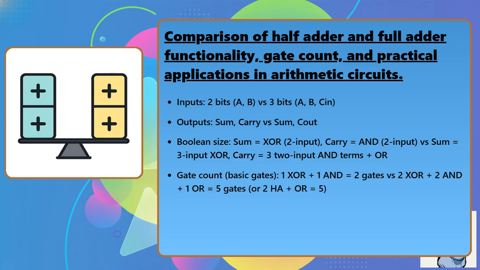Gate count, basic gates: 1 XOR plus 1 AND equals 2 gates, versus 2 XOR plus 2 AND plus 1 OR equals 5 gates, or 2 half adders plus OR equals 5. NAND-only gates: 6 NANDs typical versus 8 to 9 NANDs optimized.